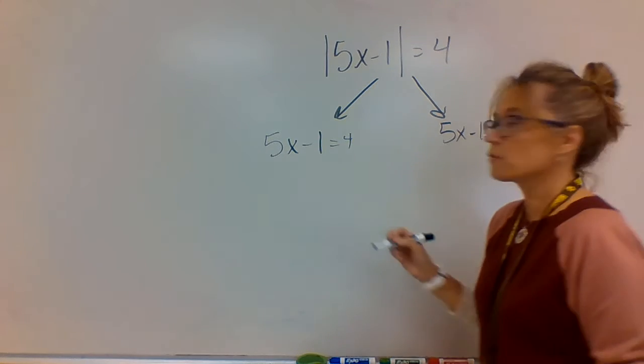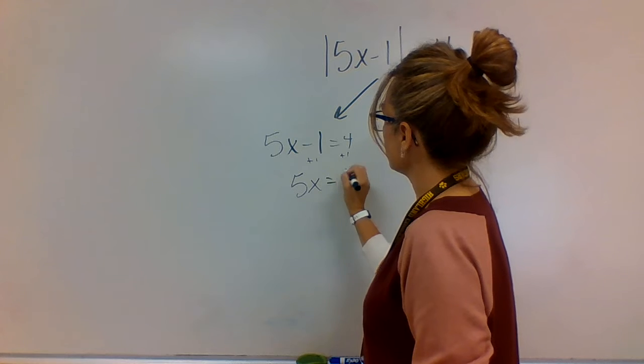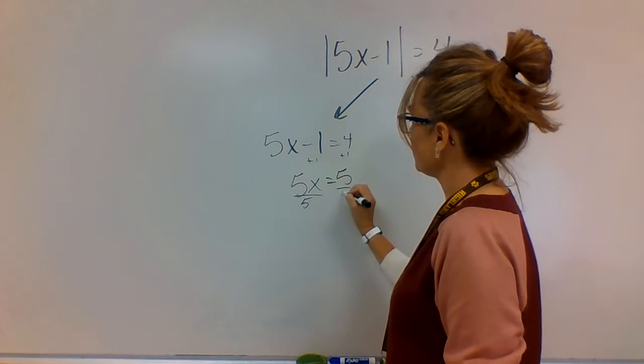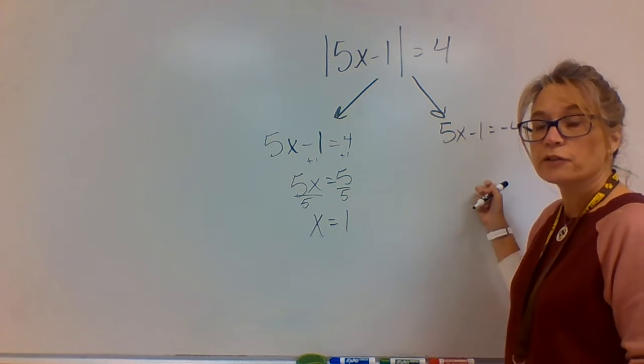And then you solve just like normal. So I want to add 1, 5x equals 5, divide by 5, divide by 5, and x is going to equal 1. Okay? Now you're going to do the same thing over here.